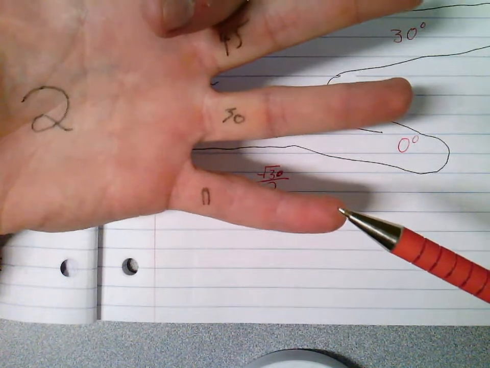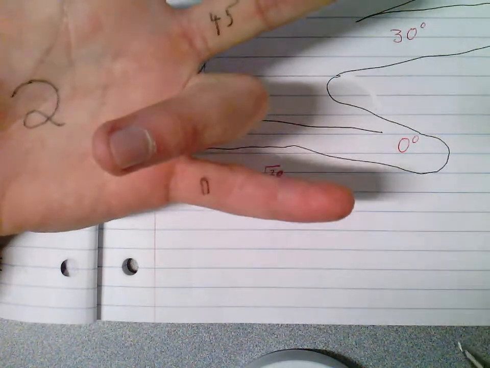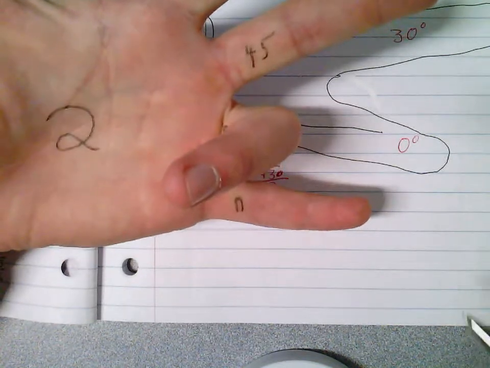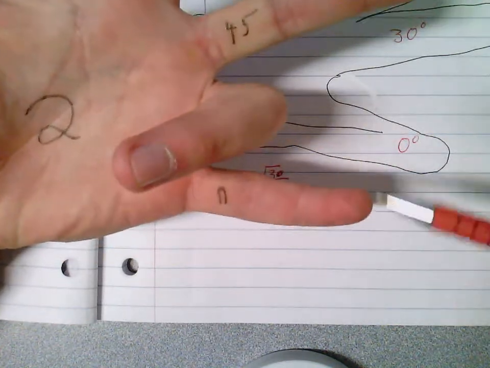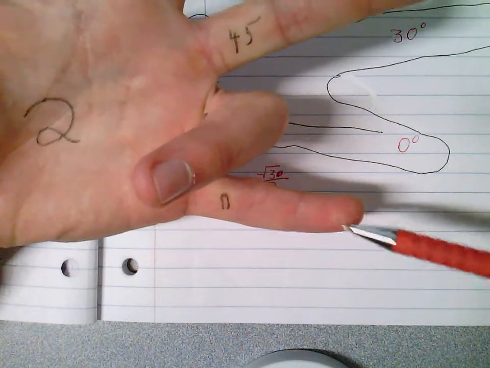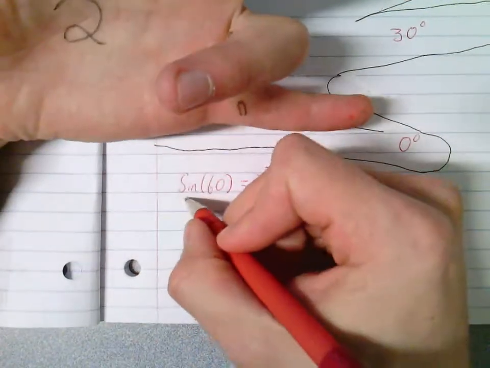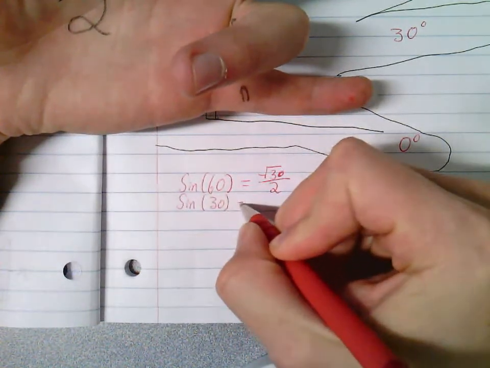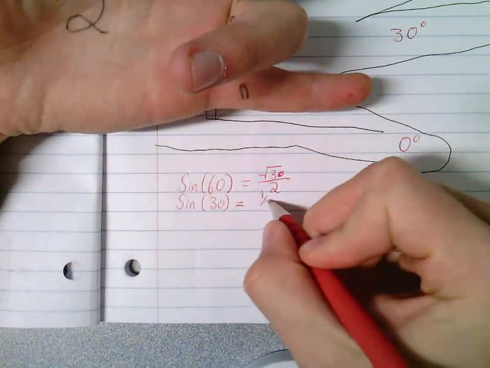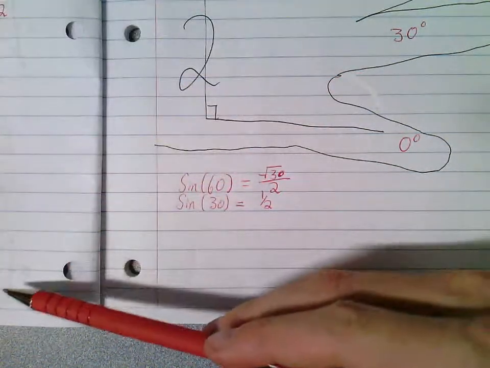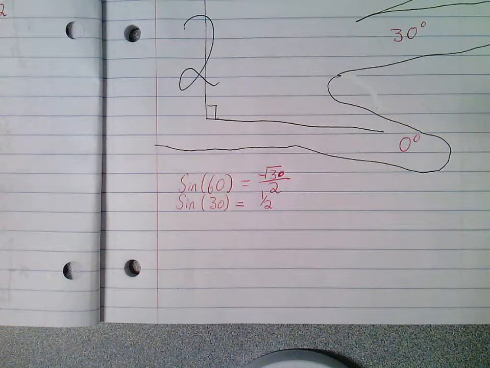What if I wanted the sine of 30? I put my 30-degree finger down. I have 1 finger left. The square root of 1 is 1. So the sine of 30 is 1/2. Well, that's what we just decided over here on the previous page.